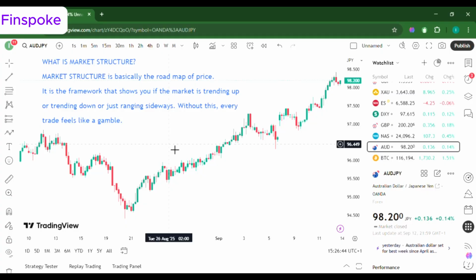Let's go. So let's get into the chart. What is market structure? I said the market structure is basically the roadmap of price. It is the framework that shows you if the market is trending up or trending down or just ranging sideways. Without this, every trade feels like a gamble.